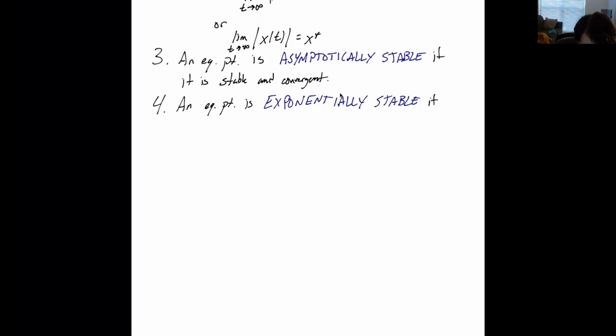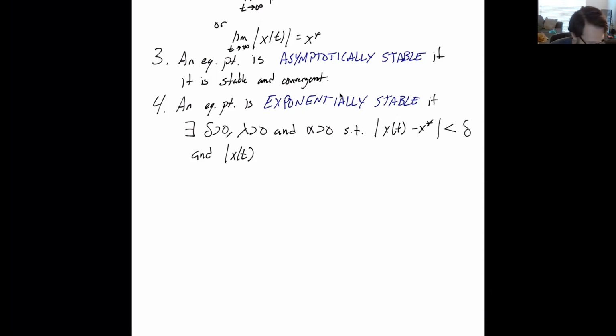Okay. It is exponentially stable if there exists a delta greater than 0, a lambda greater than 0, and an alpha greater than 0, such that if we start our initial conditions nearby the equilibrium point, so a delta distance away from the equilibrium point, the solution is upper bounded by, oops, not delta, alpha, but upper bounded by this decreasing exponential function relative to t and this value lambda.